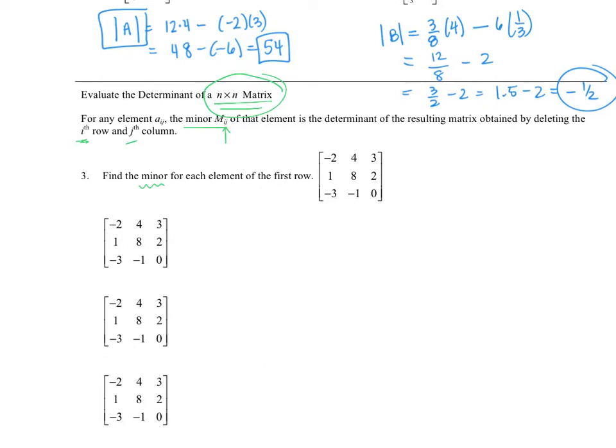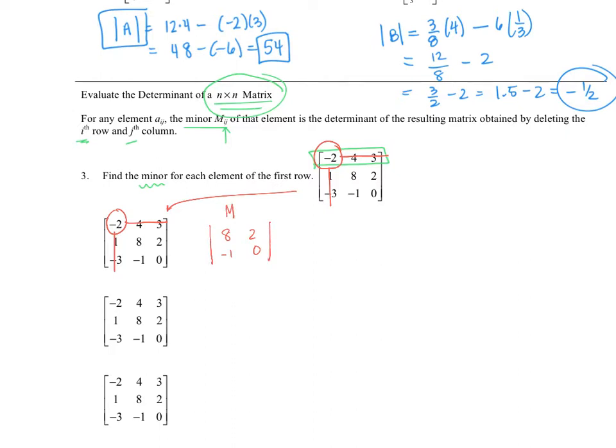So for a minor, if we're going to look at the first row, so here's my first row. If I want to know the minor associated with the negative 2 here, we're going to cross off the row and the column. So I'm going to do that over here. So this guy, cross off row and the column. That leaves the 8, 2, negative 1, 0. And so what we just found is the matrix by crossing off the row and the column, and now we need to find the determinant of that. That's what we call the minor.